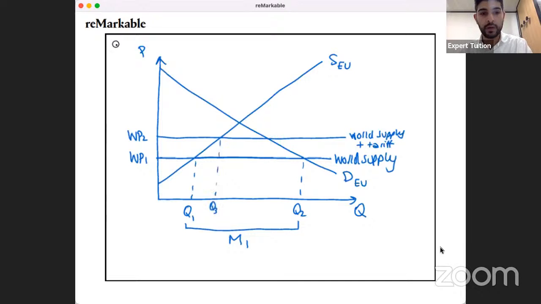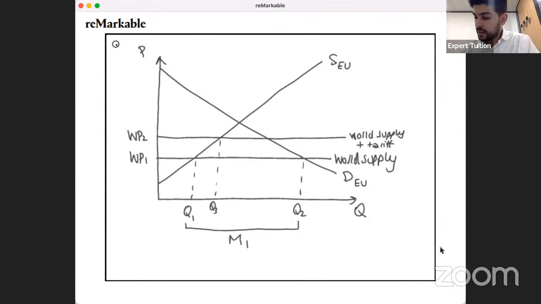Actually, sorry, before we do demand, what happened to domestic supply? Can you see that domestic supply increases from Q1 to Q3? Sorry, I don't know how I zoomed in. From Q1 to Q3. Why? The answer is very straightforward, the higher price is more attractive for European firms. They go, okay, if the Chinese firms are selling it at WP2 and we can now sell it at WP2 as well, fine. I can make more of this good. It's more attractive for me to make this good.